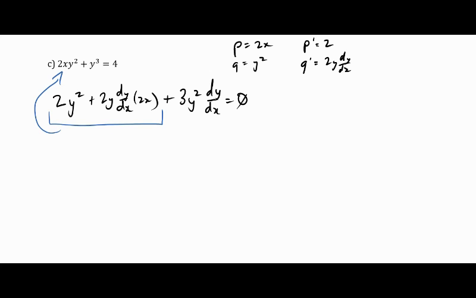What do you think we have to do now? We've got to isolate for dy by dx. How are we going to do that? We have 2 of them. Okay, let's start. Well, let me fix that. So this is going to be 4xy dy by dx plus 3y squared dy by dx equals negative 2y squared. What do I do?